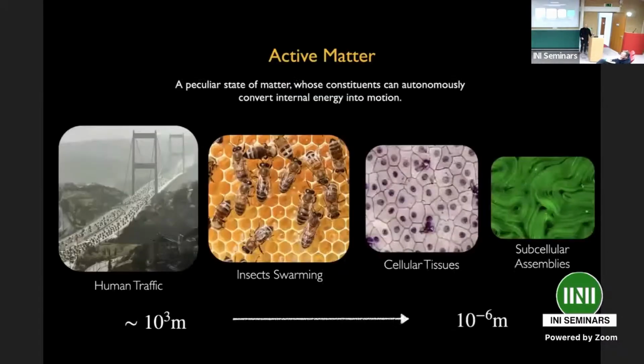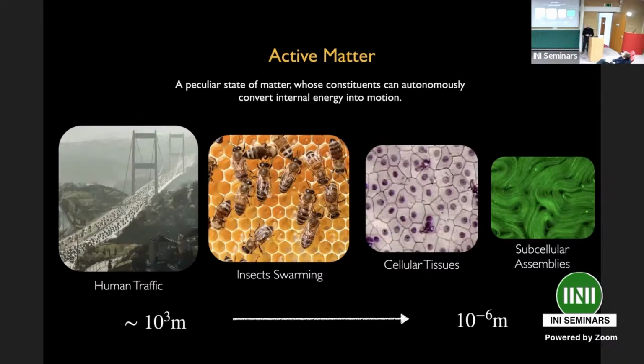So, first of all, what is active matter? Active matter is a peculiar state of matter where the individual constituents are able to convert some internal energy into motion. So they can move autonomously. Examples range from human traffic on the scales of hundreds of thousands of meters up to the sub-cellular scales, where examples are indeed cellular tissues or even sub-cellular filaments. Today I will be mostly concerned with these two final examples, which are tissues and filaments.